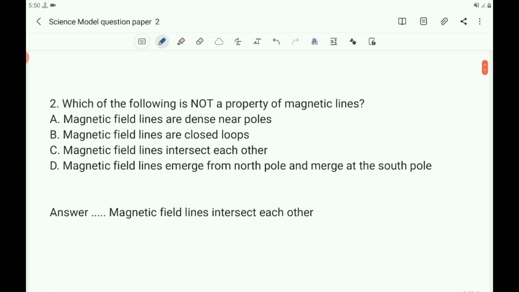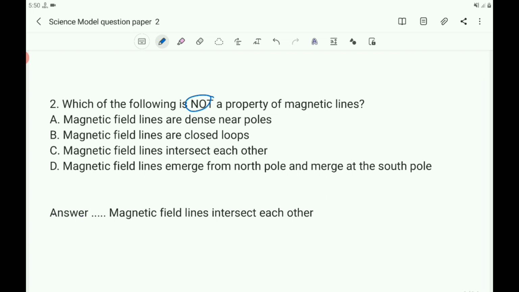Which of the following is not a property of magnetic lines? Option A. Magnetic field lines are dense near poles. It is a property of magnetic lines because near the poles magnetic strength is maximum, so the field lines are dense.